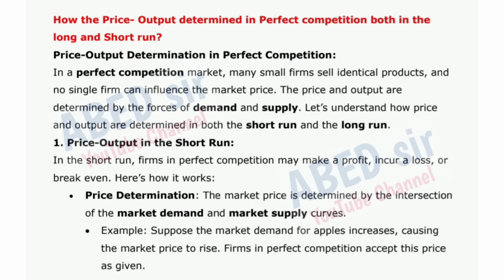In the short run, firms in perfect competition may make a profit, incur a loss, or break even. Here's how it works. Price determination. The market price is determined by the intersection of the market demand and market supply curves. Example: suppose the market demand for apples increases, causing the market price to rise. Firms in perfect competition accept this price as given.